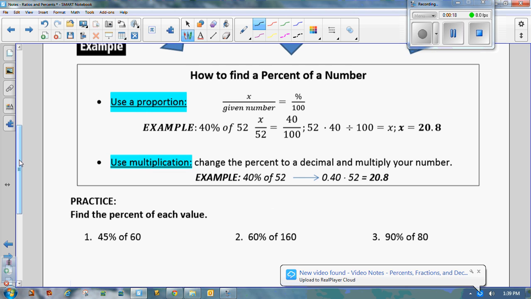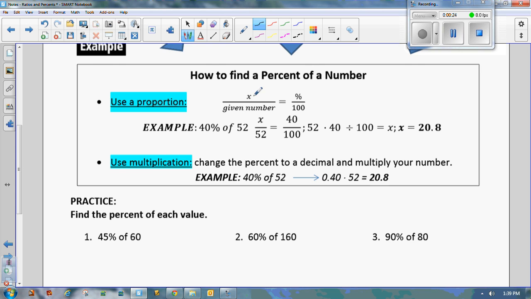There are two ways to find the percent of a number. One, you can use a proportion. You can take your value, unknown, over your given number and put your percent over 100. So for example, if I have 40% of 52, this is my given number, so I put x over 52 equals 40 out of 100, and I can use cross multiplication, 52 times 40 divided by 100, to find out what our value is.